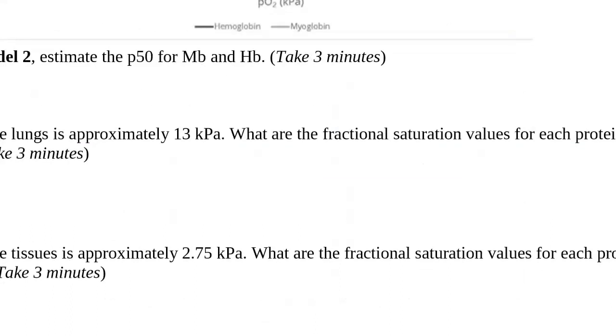Next question. It says the PO2 in the tissues, let's say the muscles, is approximately 2.75 kilopascals.